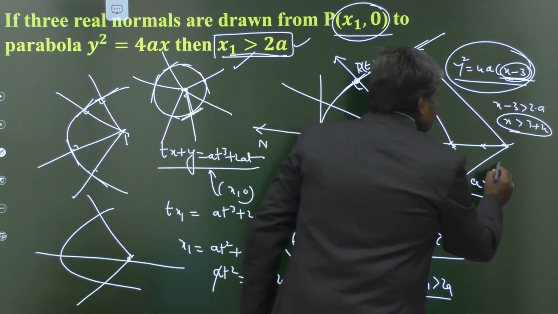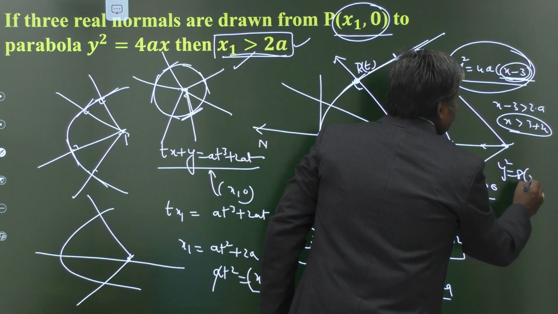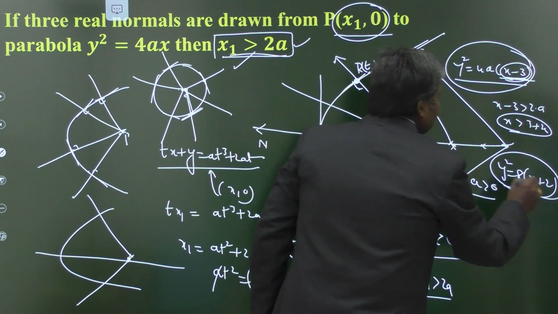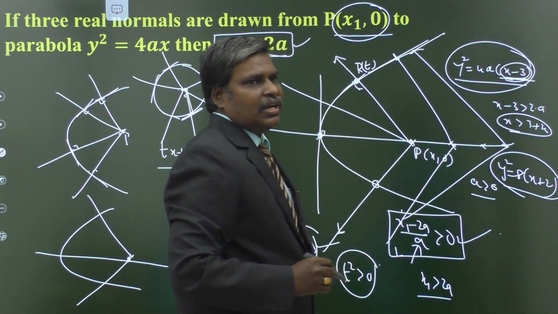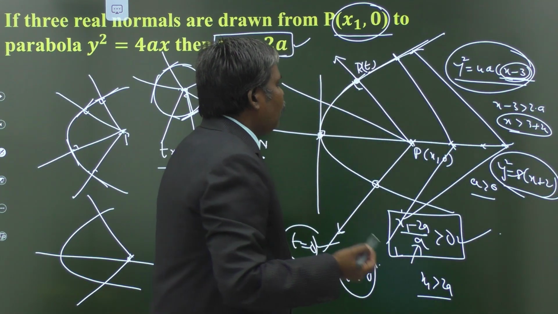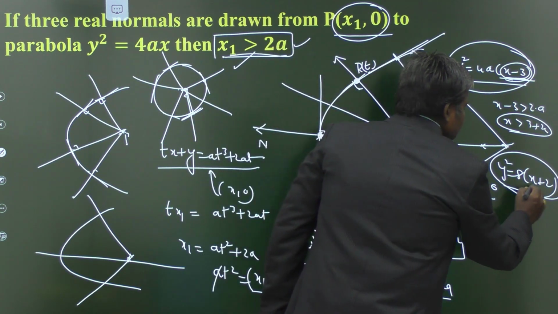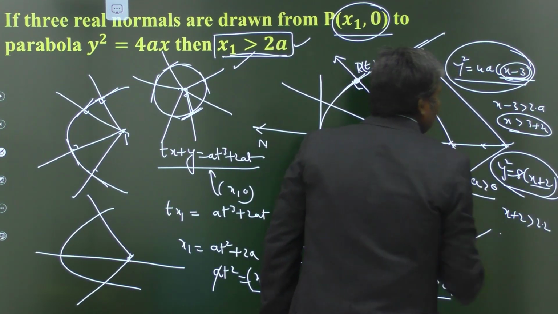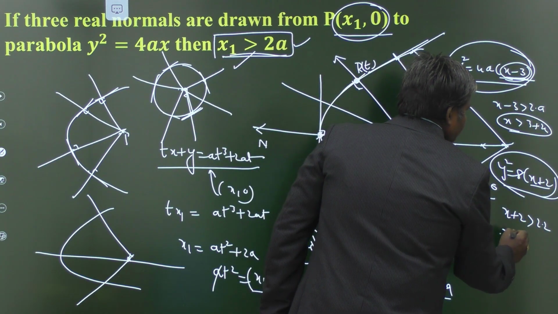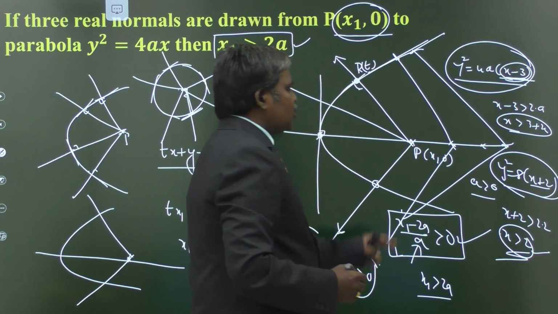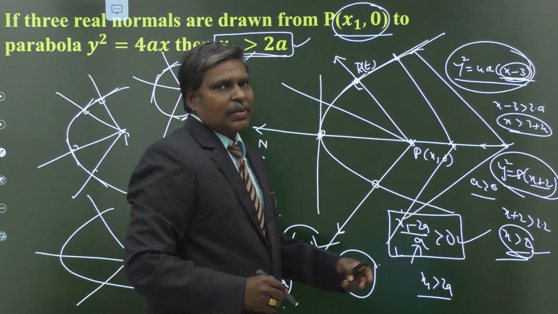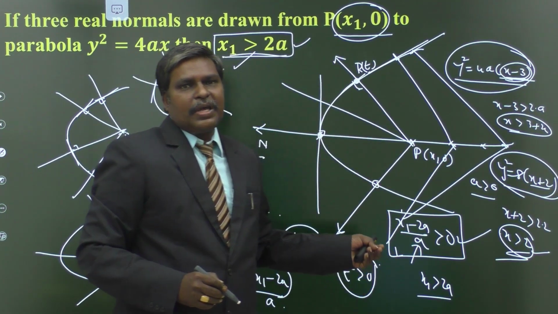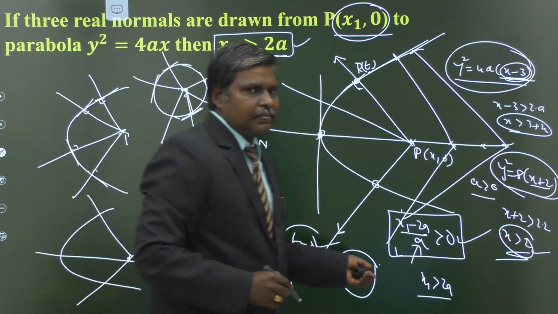Suppose your parabola is y square is equal to 8 into (x plus 2). Three real and distinct normals are drawn from that point to the parabola. What is the condition? If they are asking for x1, that means x plus 2 greater than 2 times a, 2 into 2. So x greater than 2, that is the condition. For x greater than 2, three real and distinct normals are drawn from that point to the parabola. Understand? Okay. Thank you.